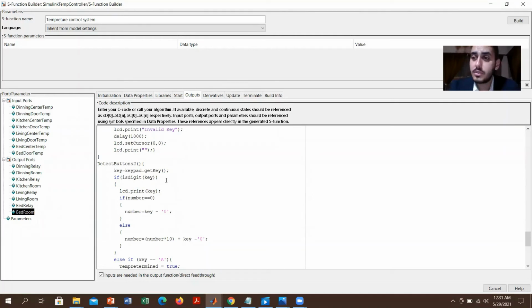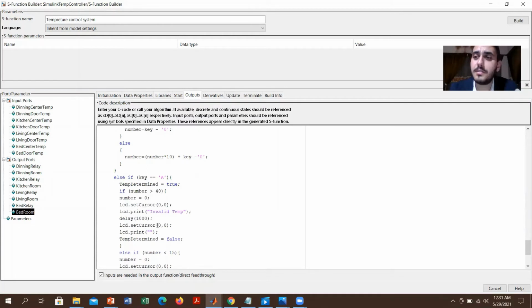So in the detect buttons 2, the user is only allowed to input the temperature between 15 and 40 degrees, because as you know, the temperature of the room will vary only between 15 and 40 degrees for the whole year. If he entered a valid temperature degree, the temperature determined will be true.